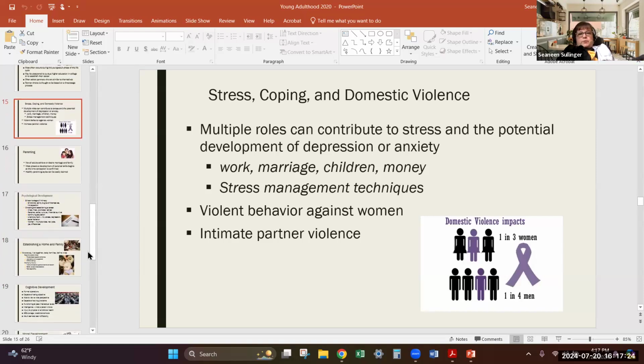And so stress and coping, so many things, right? Work, marriage, money, school, everything. That's a lot of stress. And so depression, anxiety are huge things in early adulthood, can be. And then also intimate partner violence or abuse. We talk about violent behavior against women, but there is violence against men as well. So this is an older statistic. I don't unfortunately know the current statistic, but 1 in 3 women and 1 in 4 men have been impacted by domestic violence or intimate partner violence.